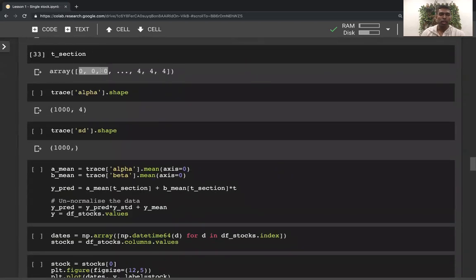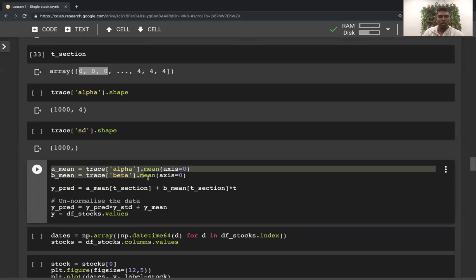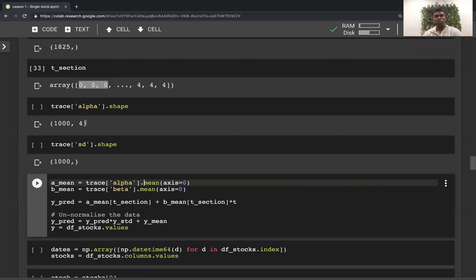Okay, so let's go ahead and see what we get. So the first thing that I do is I just want to find the mean trend. Before I actually plot the samples, I want to find the mean trend. So I just take the mean along the axis of zero. Because keep in mind alpha is 1,000 by 4 and so is beta, because there are four sections again. And then the trend line is a mean of the T section, it's the indexing bit, multiplied by time. And before I plot this out, keep in mind I standardized it, so I need to unstandardize it. So I multiply by the Y standard deviation and then add the mean.